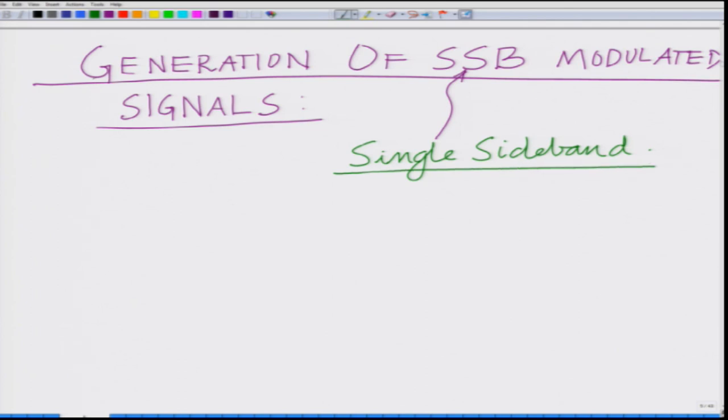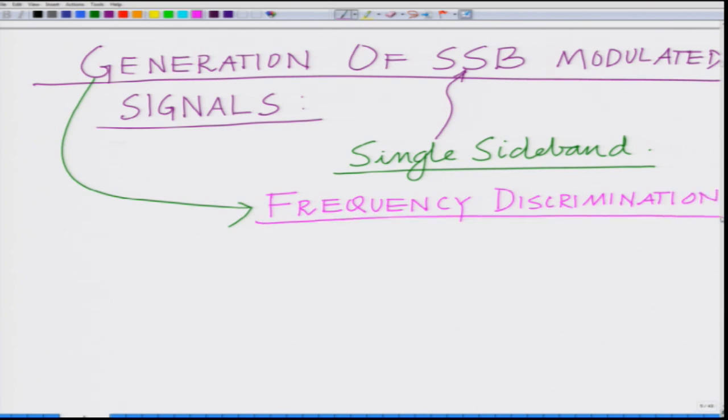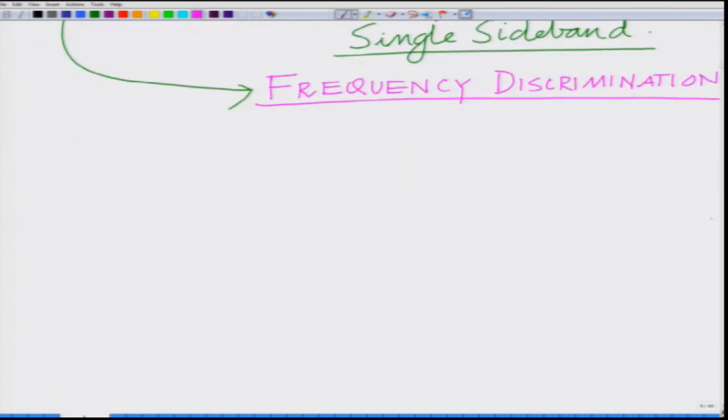There are various techniques, and in particular, the technique that we are going to look at is termed as frequency discrimination. So, the frequency discrimination technique for generation of SSB modulated signals, all right. Look at frequency discrimination for the generation of SSB modulated signals.